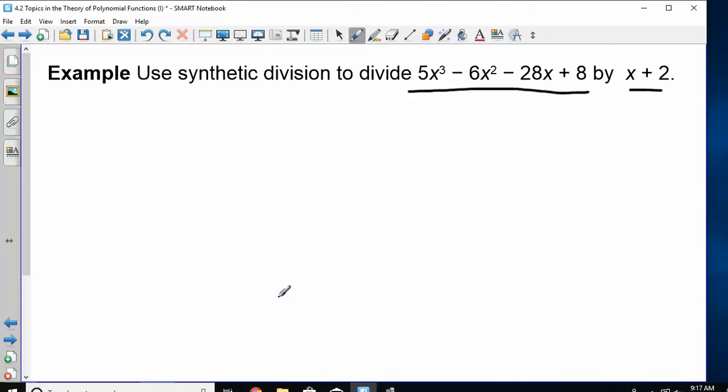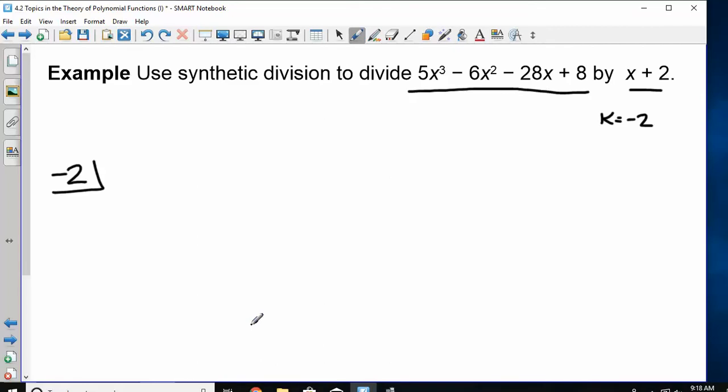In this, we first look at what we are dividing by, and we have to find the 0 for that. Sometimes it's called the k value. It's just the 0. So x plus 2, what's the 0 for that? -2. Would you guys agree? -2 equals 0. So that's like my k. So you put that number outside a little box.